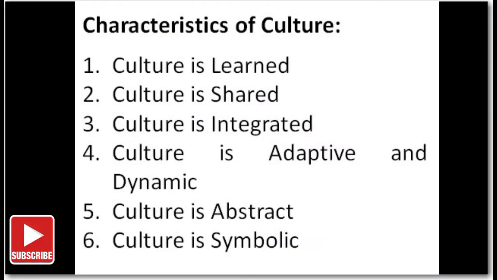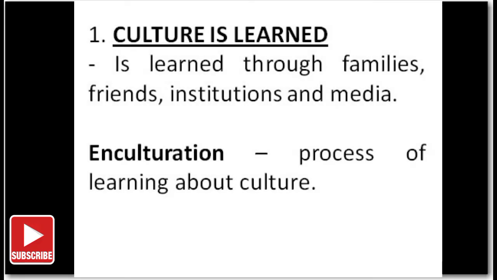Characteristics of culture, we have six. We have culture is learned, culture is shared, culture is integrated, culture is adaptive and dynamic, culture is abstract, and culture is symbolic. In culture is learned, it is learned through families, friends, institutions, and media. We have one type of culture learning which is enculturation. This is a process of learning about culture.